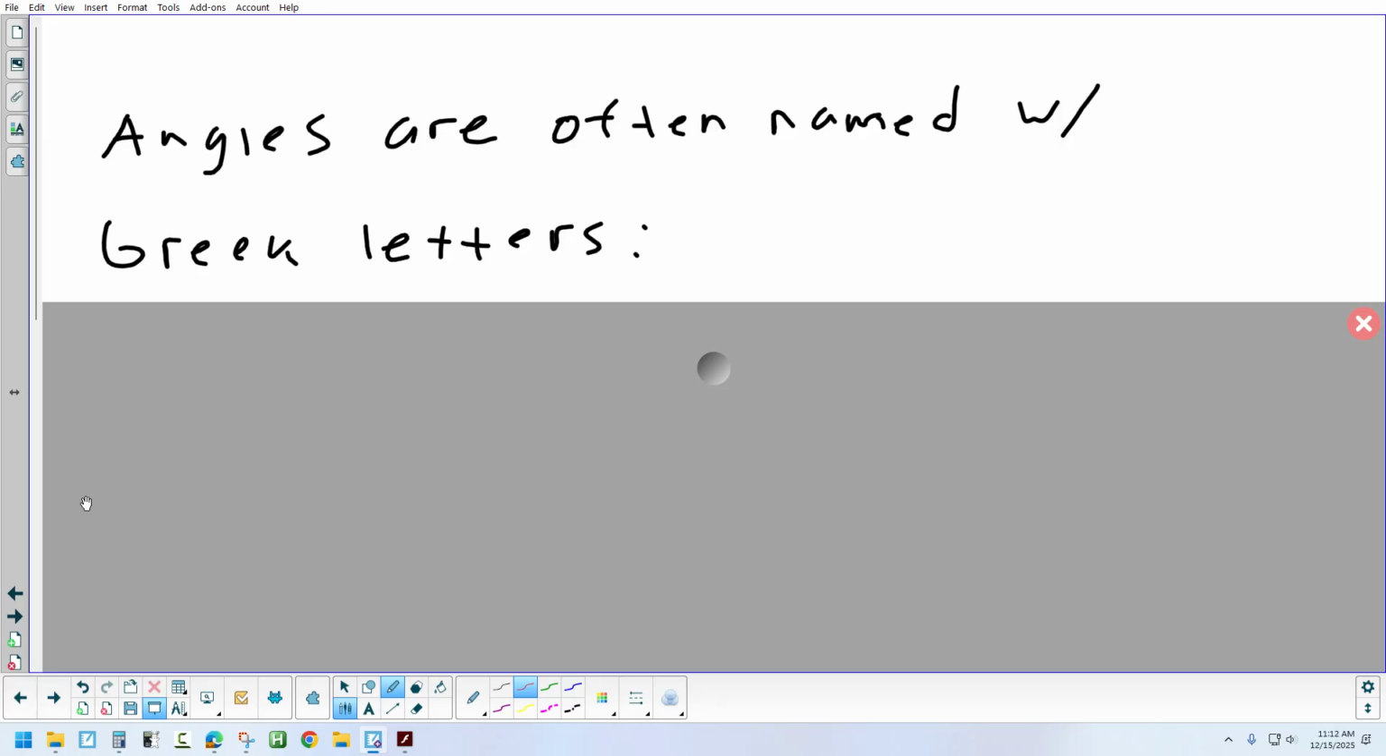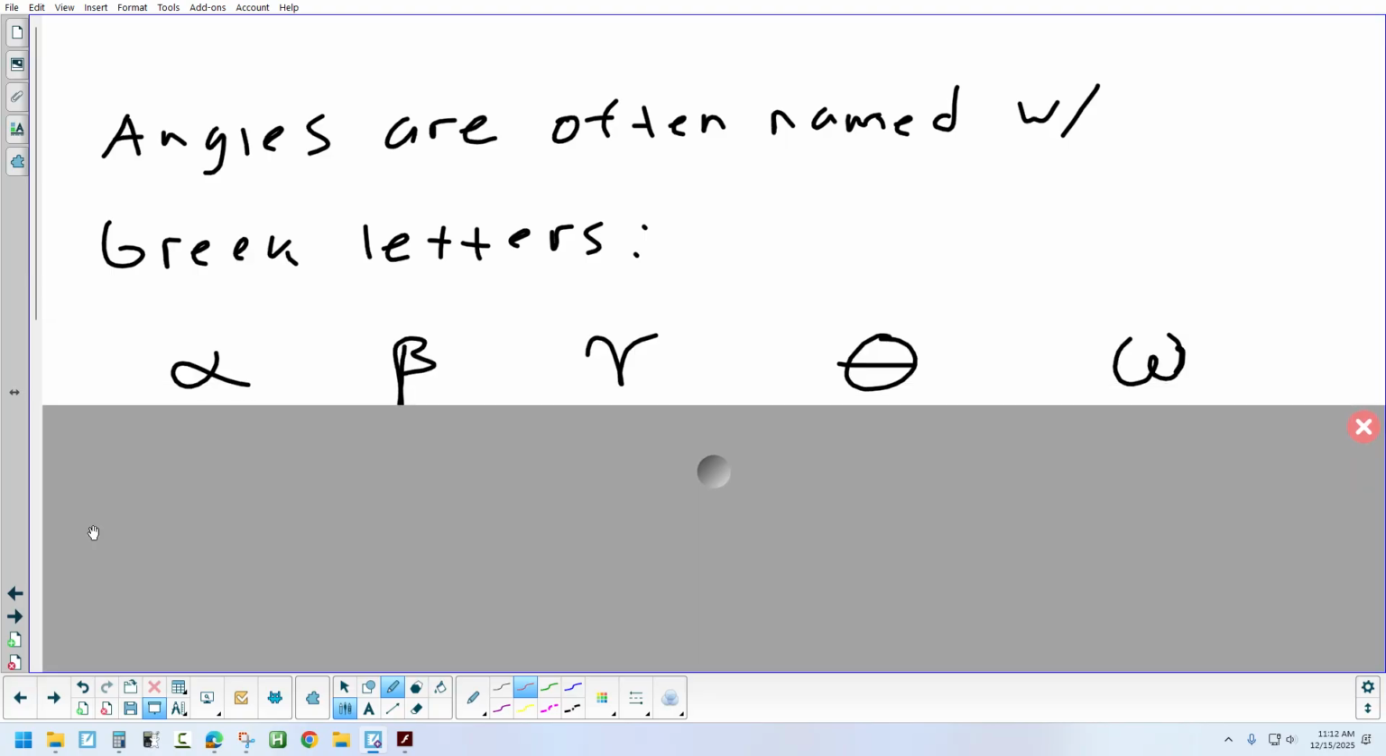So when we don't know an angle, a lot of times we use a Greek letter to represent it, just like in algebra, we use x quite a bit. When we don't know something, Greek letters are what we're going to use for angles. The reason we don't use English letters for angles is because we already use English letters for something else in a triangle. We use them for the sides.